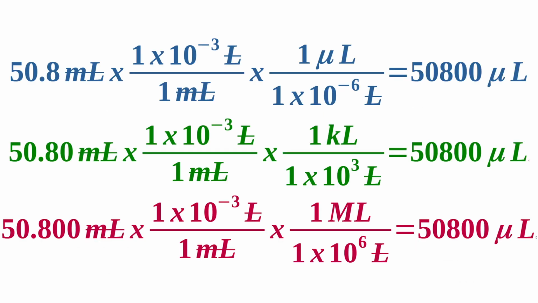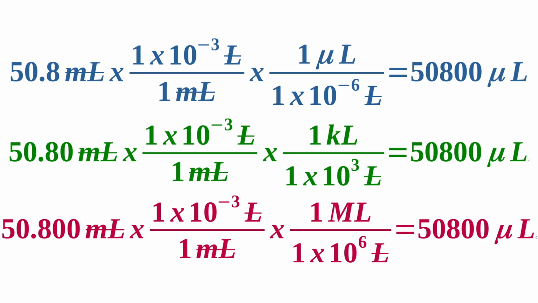As can be seen here, conversion to any smaller metric unit can introduce trailing zeros before the implied decimal point of a whole number. Are these zeros significant? The answer is, it simply depends. In the first case, there are only 3 sigfigs in 50,800 microliters, the same as in the original 50.8 milliliters. Therefore, both trailing zeros are not significant.